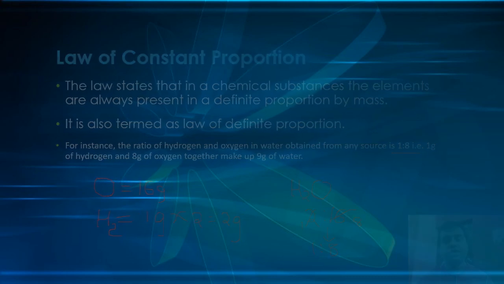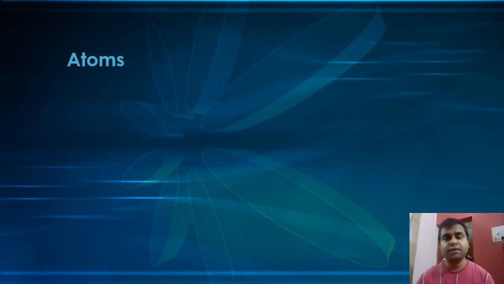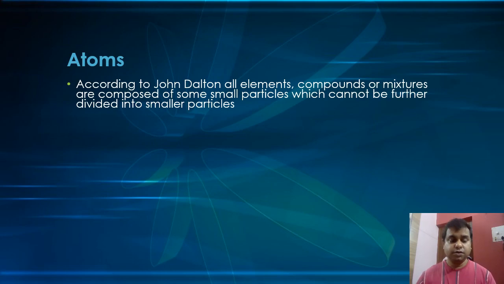Moving on, we come to our main aspect, that is atoms. According to John Dalton, all elements, compounds or mixtures are composed of some small particles which cannot be further divided into smaller particles, which we call atoms. One word for all elements, compounds or mixtures is matter. Basically, he tried to say that everything in the universe is composed of small tiny particles which cannot be further divided or broken down, called atoms.